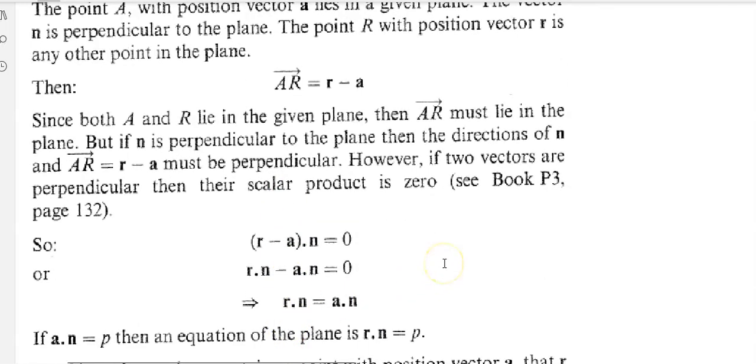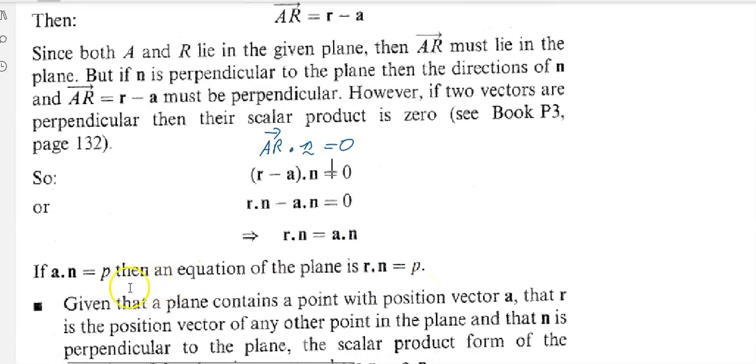So you have got this was your A to R, and it was perpendicular to your n. So if you do AR dot n, you get 0. If you multiply that out, you'll have R dot n minus A dot n is equal to 0. And therefore R dot n is equal to A dot n, and this is your equation of your plane. So if A dot n is equal to P, that's just some number, then the equation of a plane is R dot n is equal to P.